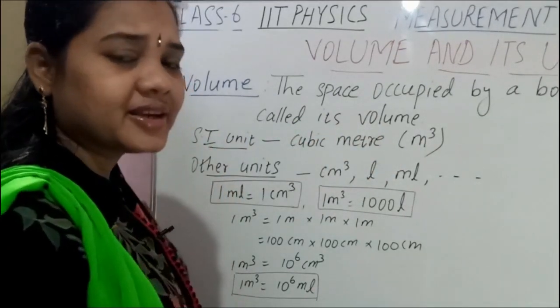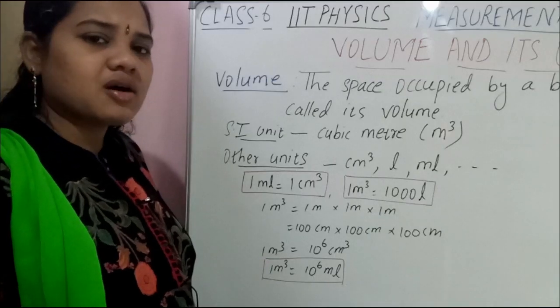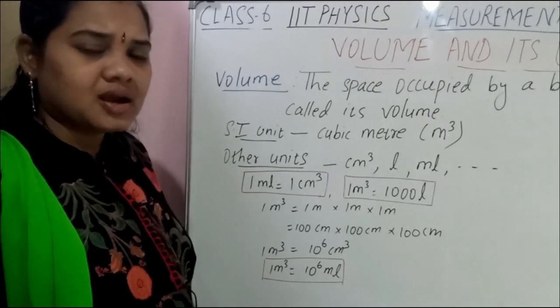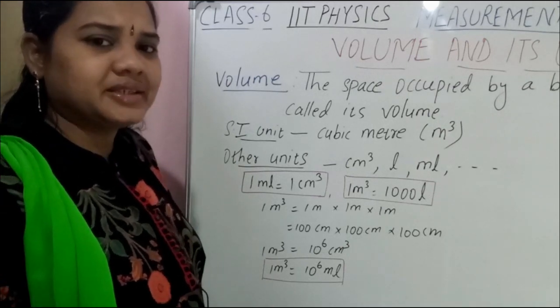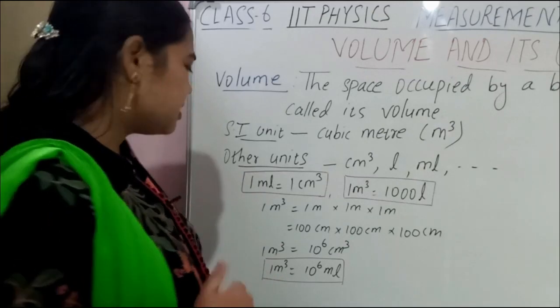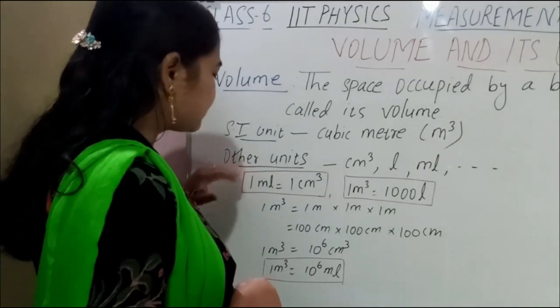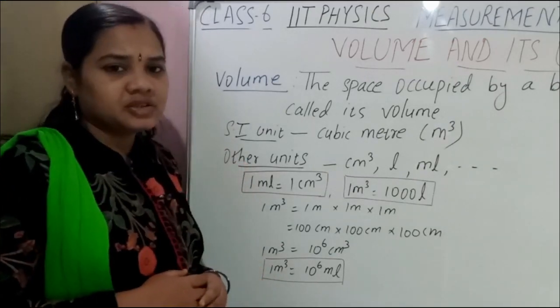Other units are there, cubic centimeter, and milk. All this we can find its volume. How? We measure it in liter, milliliter, is it? So there are some relationships we have to see here.